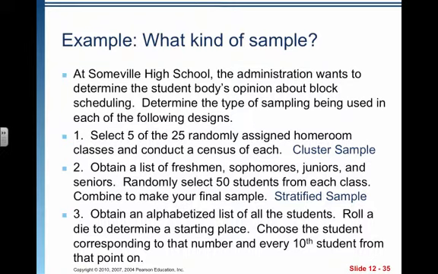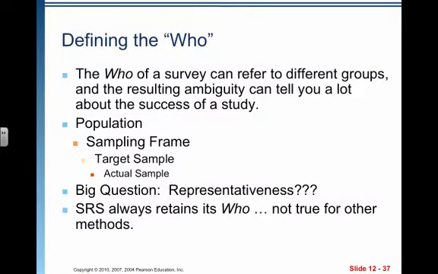Obtain an alphabetized list of all students. Roll a die to determine a starting place. Choose the student corresponding to that number and every 10th student from that point on. Well, that sounds systematic, and sure enough, it is a systematic sample.